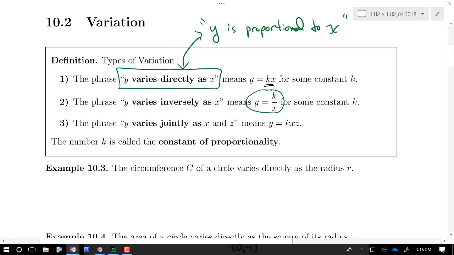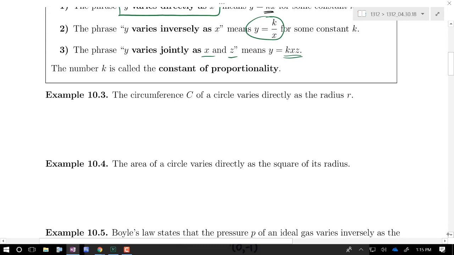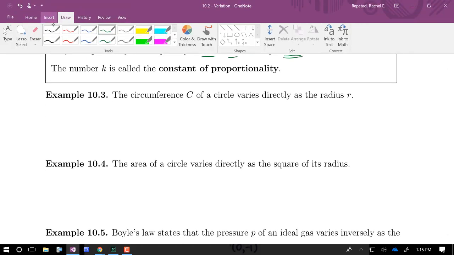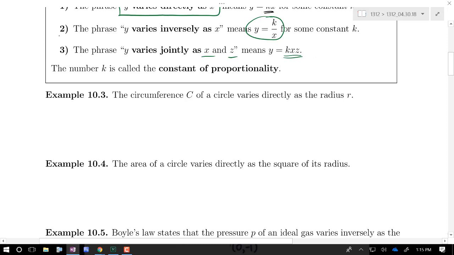And finally, if y varies jointly as x and z, it means it's some constant times the product. We call k the constant of proportionality. So some quick examples that we're already pretty much familiar with.